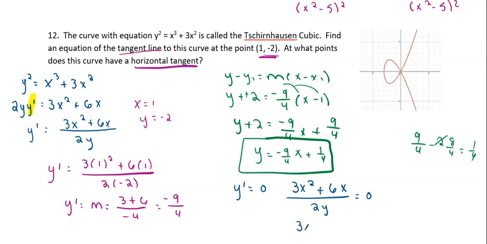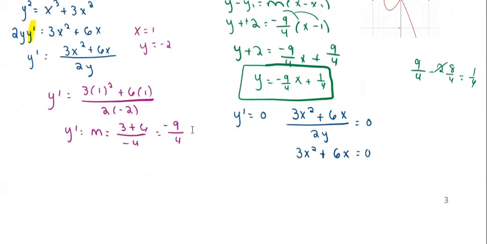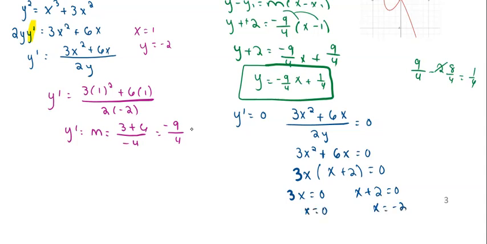So let's see if we can figure out where 3x squared plus 6x equals 0. To solve this, we need to figure out where our numerator is going to be 0. Factor it. That'll give us 3x times x plus 2. So then we can say 3x equals 0, and we can say x plus 2 equals 0. That will give us x equaling 0 and x equaling negative 2.